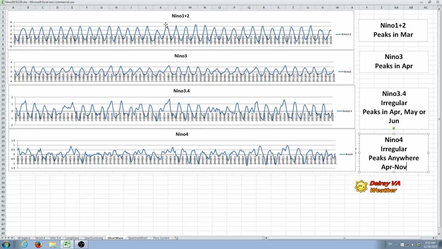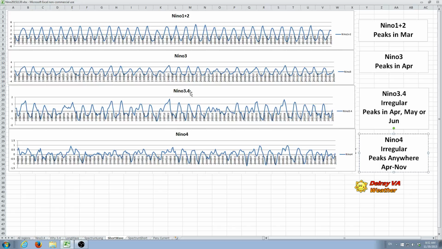And if you notice, this is a very regular cycle, and it comes out to be very close to a 12-month cycle. Okay, if we look at Nino 3 at the peaks, also a fairly regular cycle, not too much variation. And these peaks peak in April, so we're 1 month later than the Nino 1+2, and they are a regular 12-month periodicity.